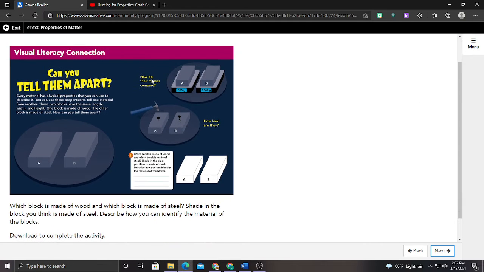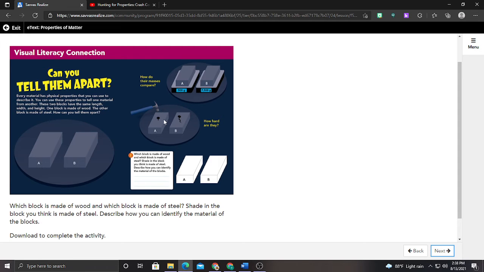Now this one I want to get to. Can you tell them apart? In your textbook, you can see on page 10 and 11 that you need to tell apart these 2 different items based on their properties. One material is wood and the other is made of steel. So let's say we take a nail. Well, first let's weigh them. How do their masses compare? One weighs 500 grams and the other weighs 7,500 grams.